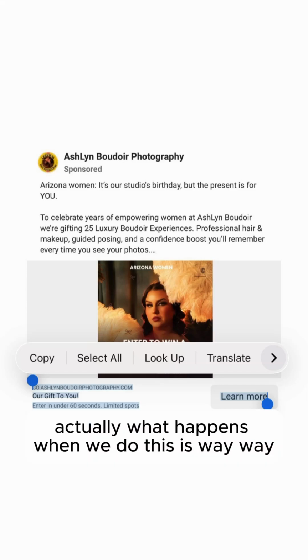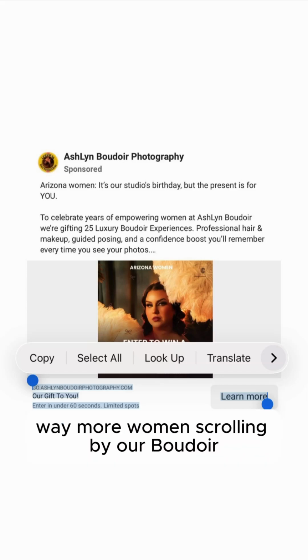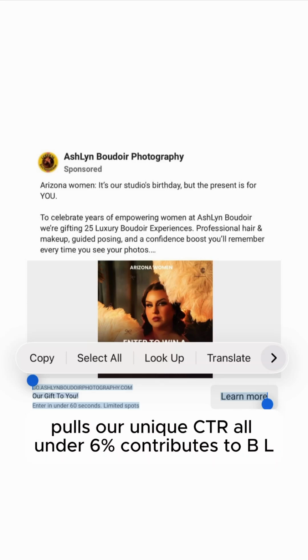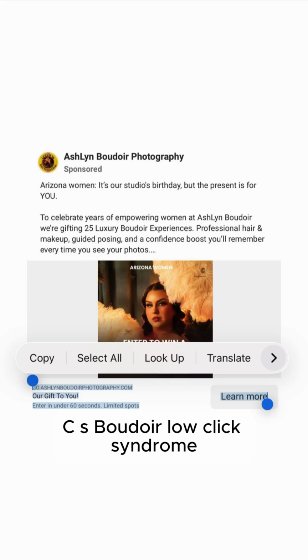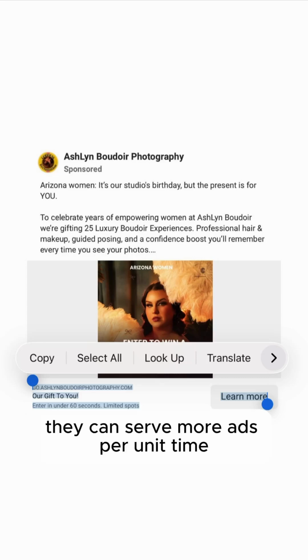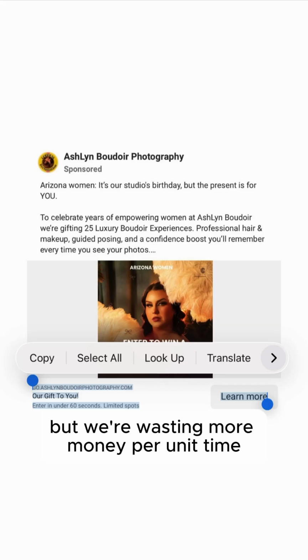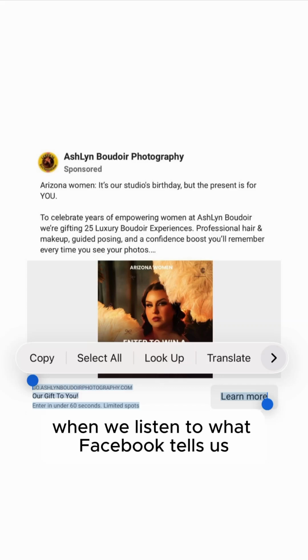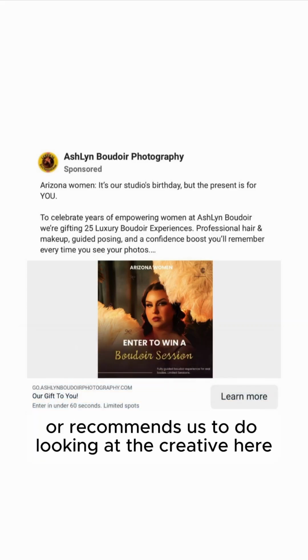What actually happens when we do this is way more women scrolling by our Boudoir Facebook ad than necessary, pulling our unique CTR all under 6%, which contributes to BLCS, Boudoir low click syndrome. But Facebook loves this because they can serve more ads per unit time and make more money per unit time, while we're wasting more money per unit time when we listen to what Facebook recommends.